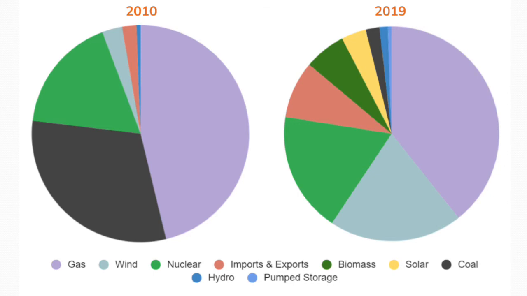These 2 pie charts show how our energy use in the UK has changed over the last 10 years. Perhaps the most significant change is the move from using coal, a fossil fuel, to using wind power, a renewable resource.